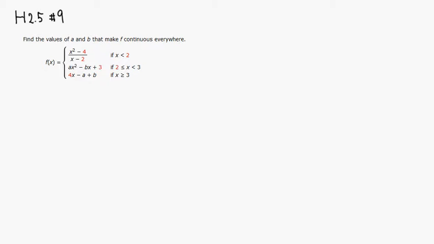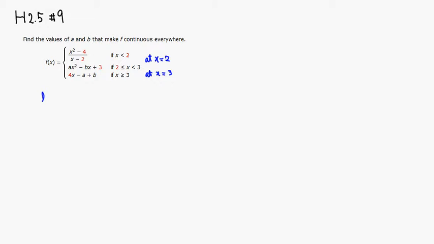Since each piece here is continuous by itself, the only problem that could occur is the gaps between pieces. In this case, at x equals 2, there could be a gap. At x equals 3, there could be a gap. So we'll make sure that f is continuous at 2 and at 3. So let's look at the one-sided limits at 2 and 3.